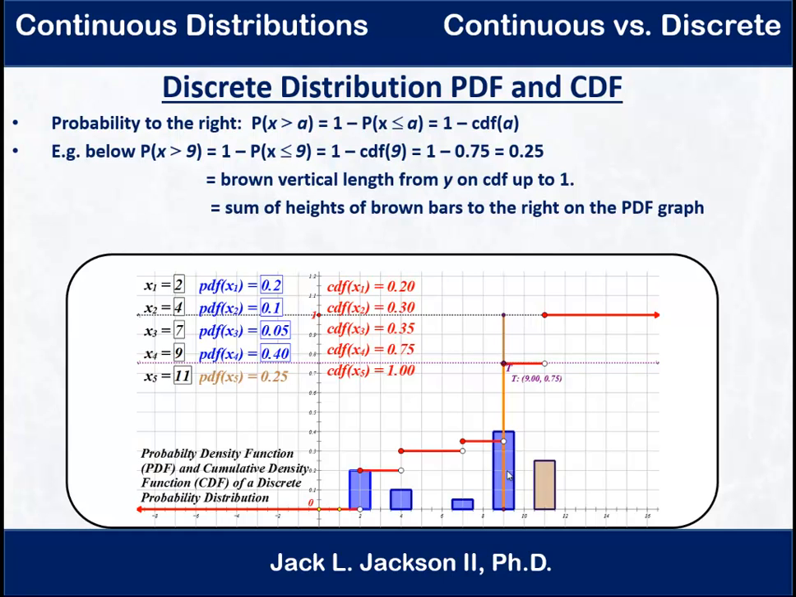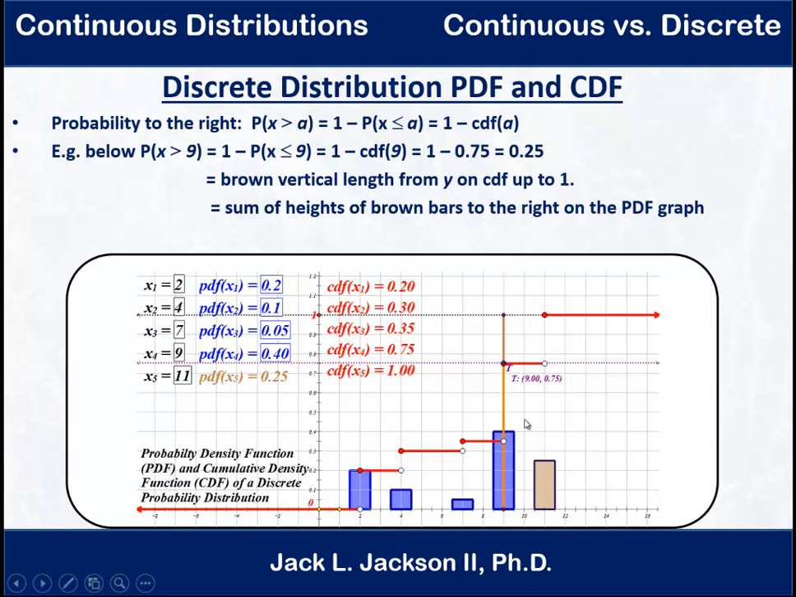Okay? So, we see that as this brown length. We take this y value on the CDF, and we find the length, the distance from that up to 1. So remember, this orange length is the probability to the left, and the difference of that from 1 is this brown length from here up to here. And that brown length is 1 minus the CDF, so that's the probability to the right.